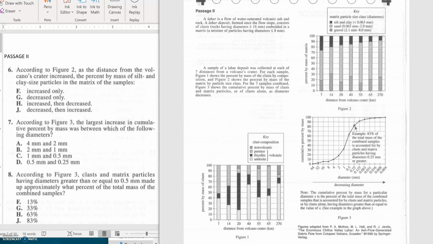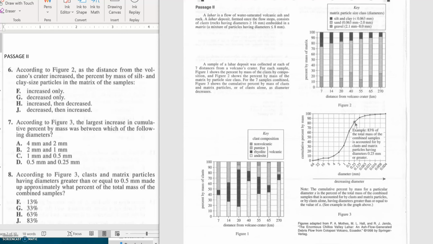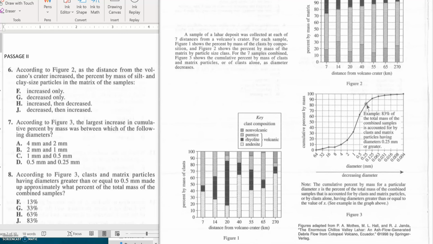And again, I'm taking my time because this is a teaching video. In the exam, I would just scan it very quickly and get some idea, just to get my bearings. But here we go. I'm going to look at the figures, and I'll increase this a little bit so you can see. Figure 1 down here, along the bottom, has distance from the volcano crater. Fair enough. Up here, percent by mass of clasts. I have no idea what clasts are, and I don't really care.